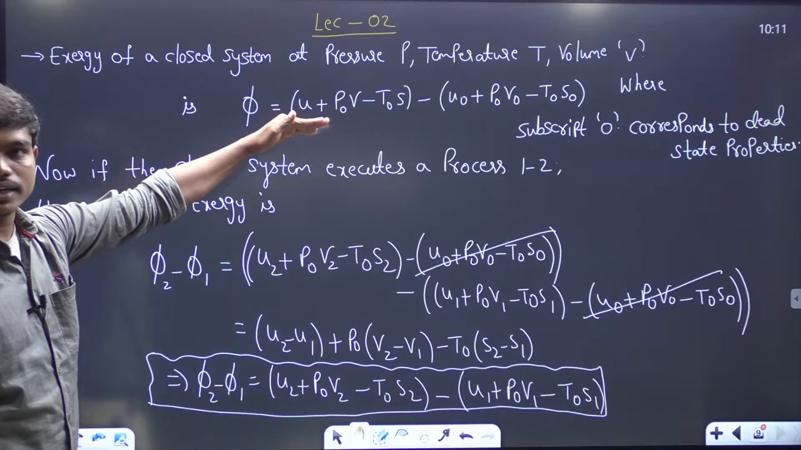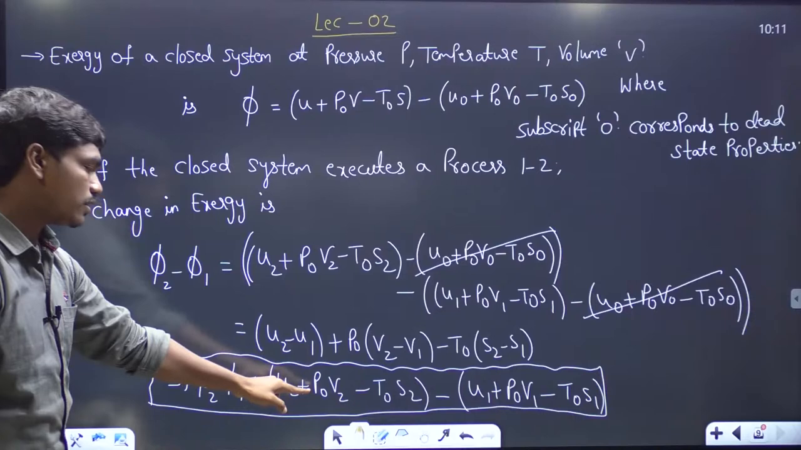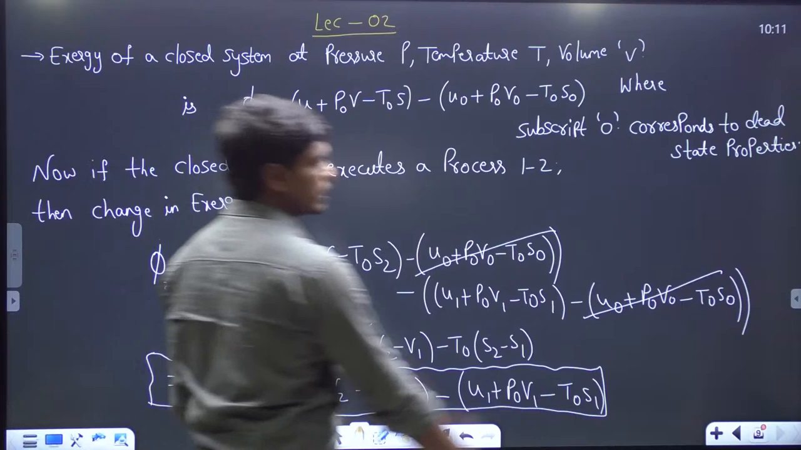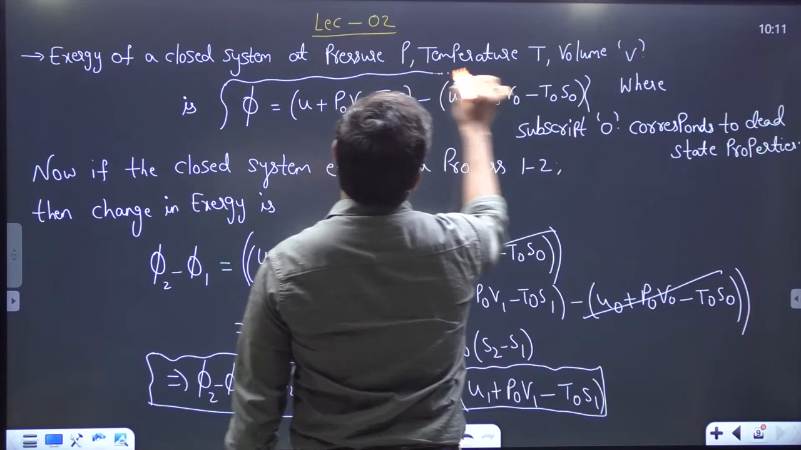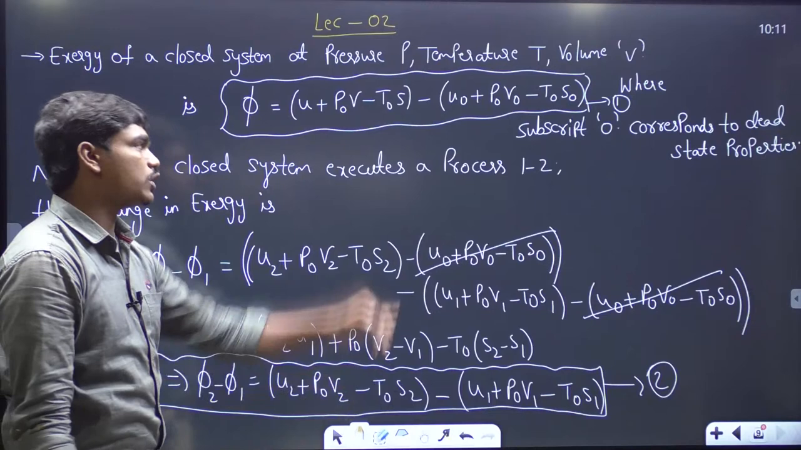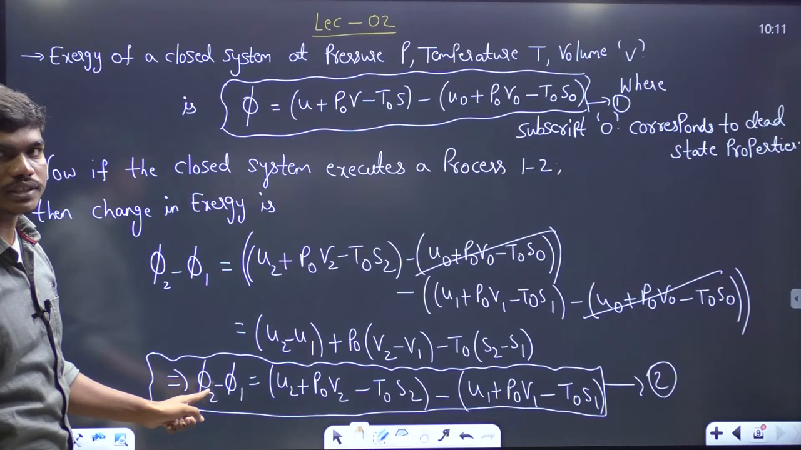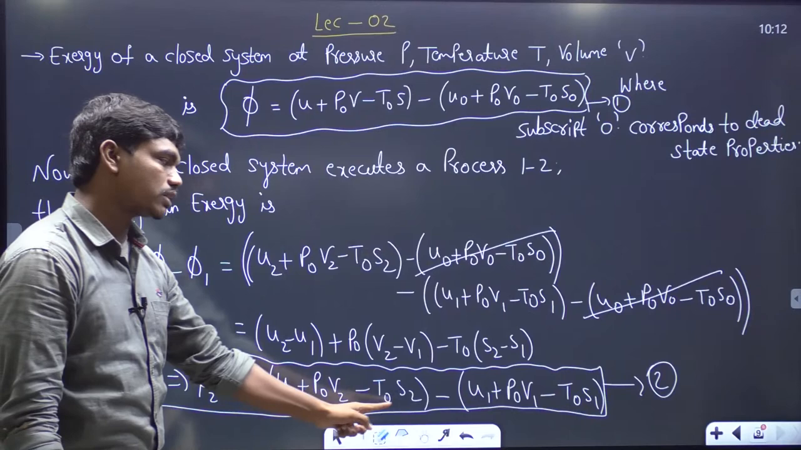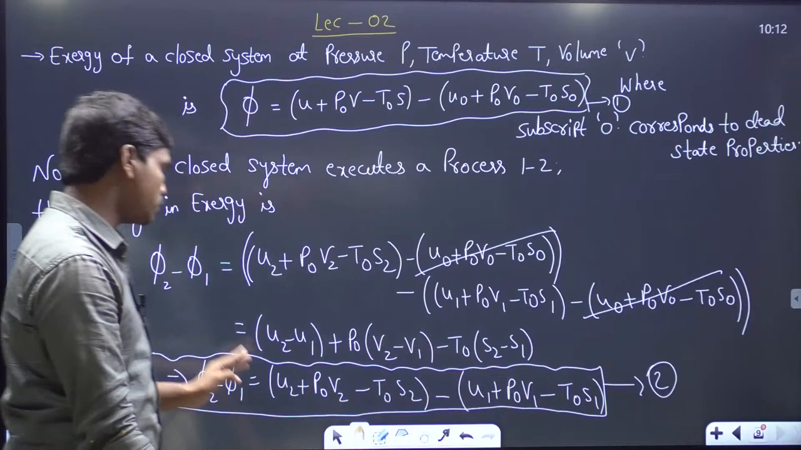Clear to all of you why, if state 2 is the dead state, means if you are taking the system till the dead state, this equation resembles this equation? If this is equation 1 and this is equation 2, if state 2 is the dead state, can you identify why equation 2 appears to be equation 1? Because exergy at the dead state is 0, so phi 2 will be 0. So minus phi 1 is equal to U0 plus P0 V0 minus T0 S0 minus of U1 plus P0 V1 minus T0 S1. So if you remove this minus sign, you will get this expression again.